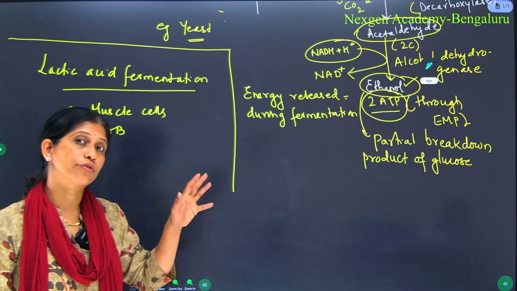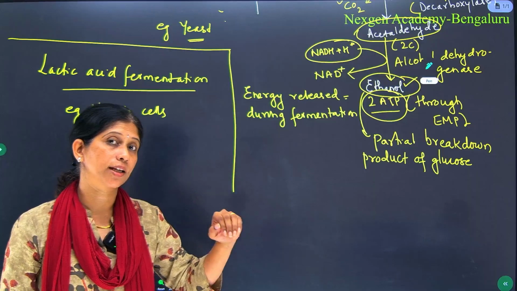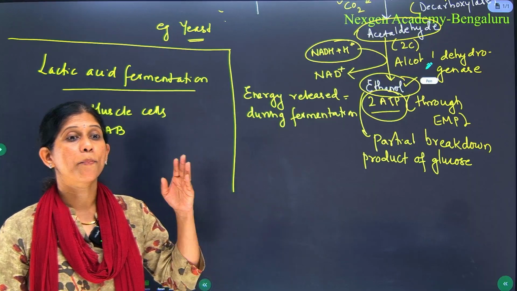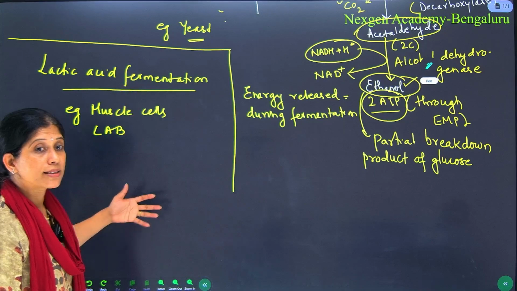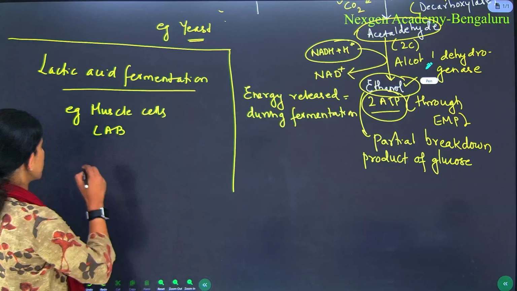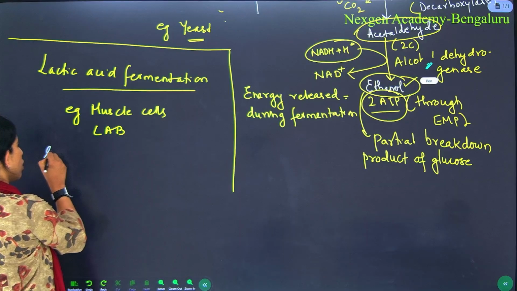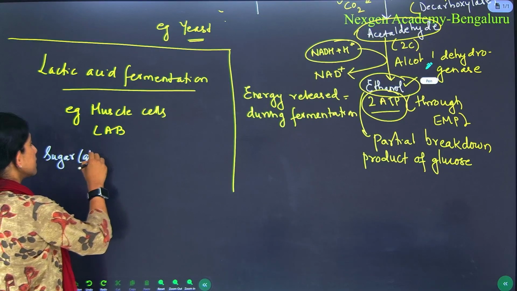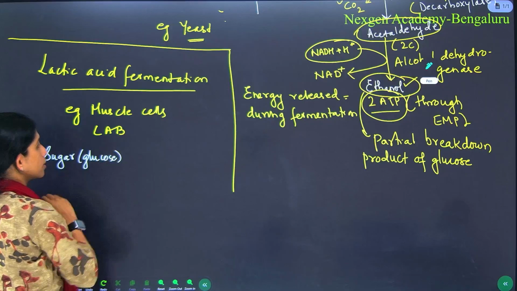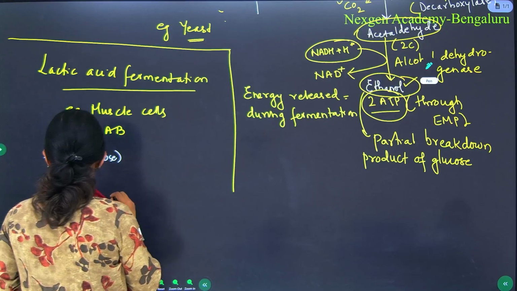Remember, it is also fermentation. That means it is also an anaerobic respiration. It is also a partial breakdown process. So let's talk about what the substrate is here and what the product is here. Definitely the substrate here also is sugar. What sugar are we discussing here? Glucose. So glucose is the substrate here.